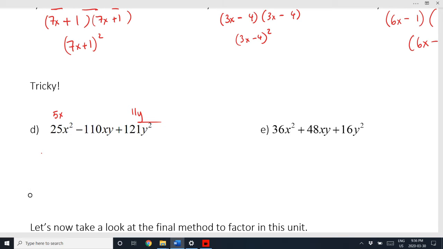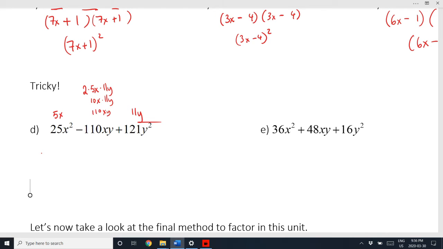And then what we're going to do after that is see if the middle equals 2 times these numbers. So 2 times 5x times 11y. And let's multiply those through. 2 times 5x is 10x times 11y, and that's going to be 110xy.